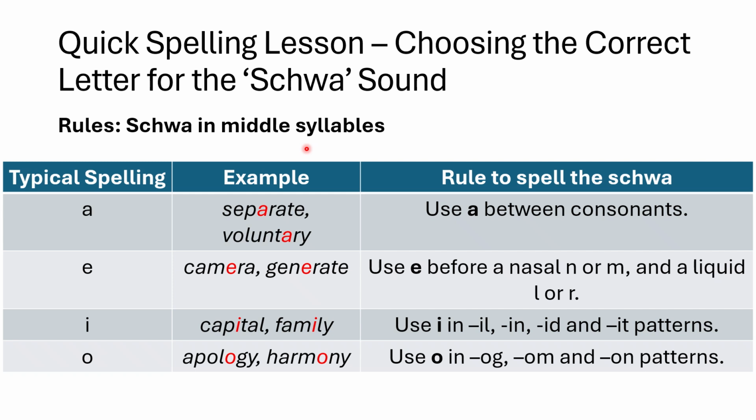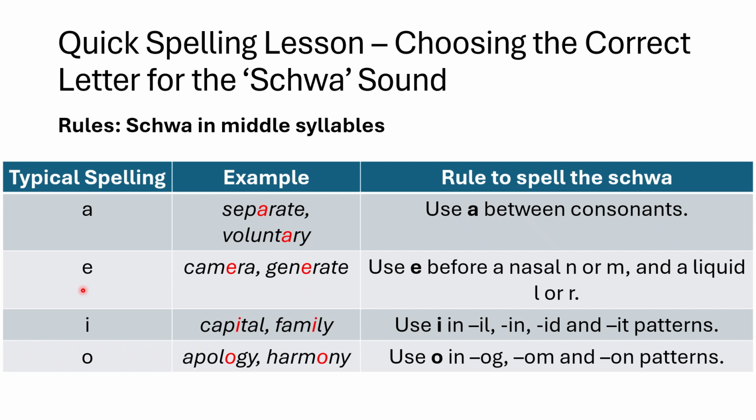Rules for spelling the schwa in middle syllables. These rules are not strict. Remember, it is most important to listen to the unstressed syllable, think of the root word, and use morphology. Typical spelling for the letter A. Use A between consonants. For example, separate, voluntary.